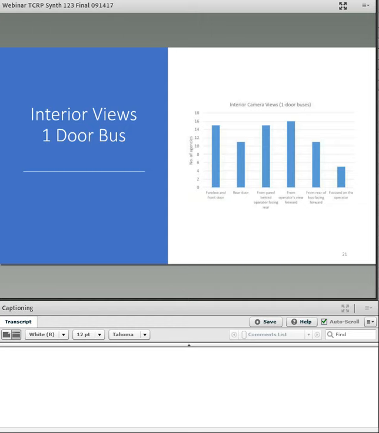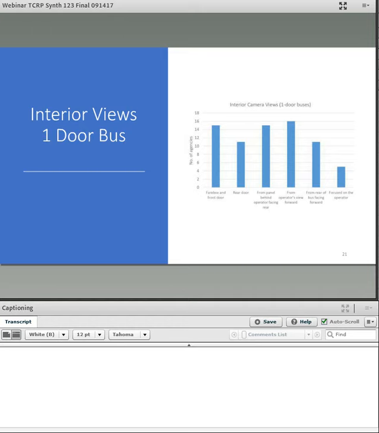So then we get into what kind of buses we have and where the cameras are, and we try to get a sense of the interior views for the one-door bus. Those tend to be the smaller ones, often the handicapped-available or smaller dial-a-ride services and so forth. Their views came out pretty consistent too.